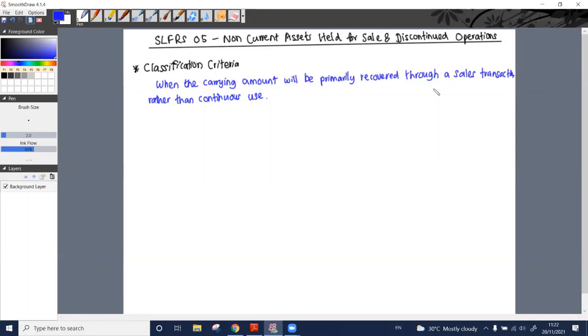Last week also I touched on this. We have a machine we have used for one or two years, and now that machine may be an outdated one, and therefore we are not going to use that particular machine for further production of goods. Still there is a carrying amount. Now this carrying amount we are not going to recover through continuous use.